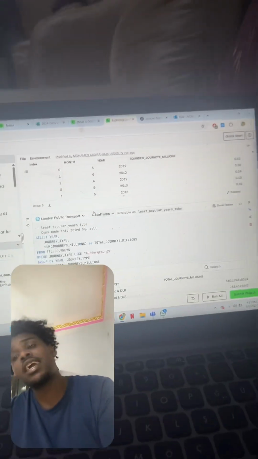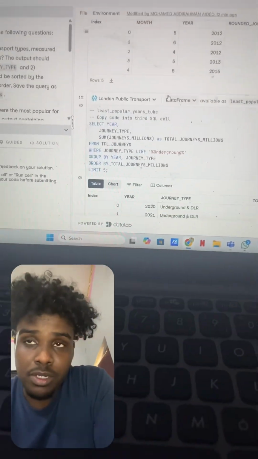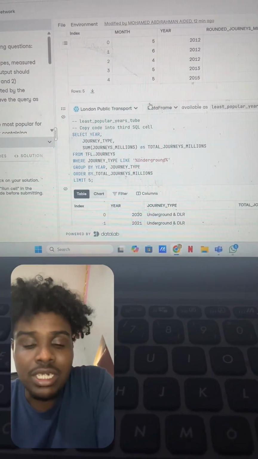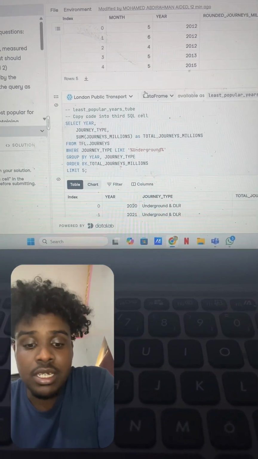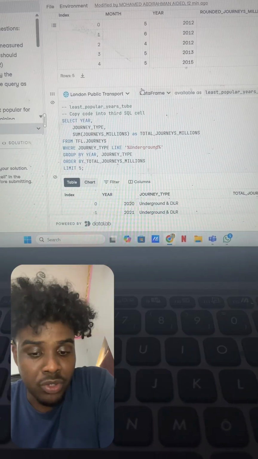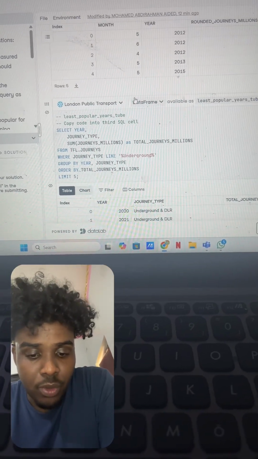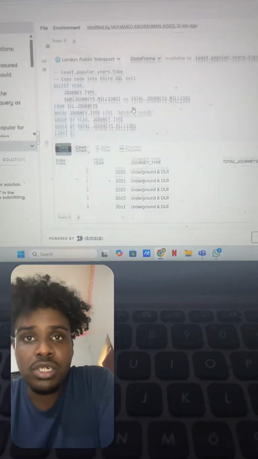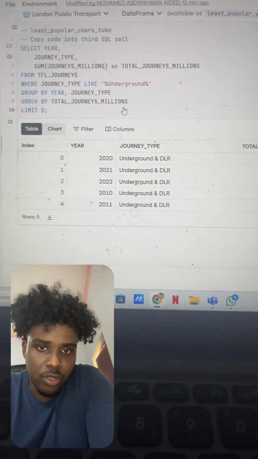The observation that I have of the project was that the lowest numbers were recorded in 2020 to 2021, which aligned with the COVID-19 lockdown, the period when people stayed home and public transport demand dropped. The display of the results of the project is available here, so you can see there's a display for the project.